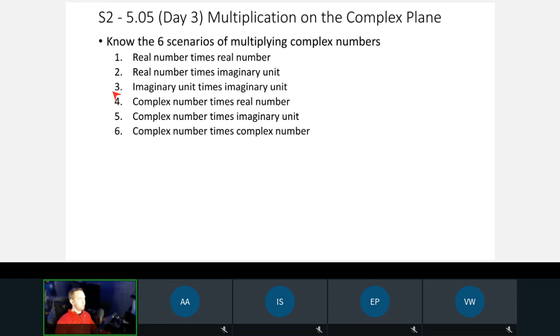All right, I don't have a problem for this page, partly because I couldn't really think of an example without giving the answer away on the final. So I just pasted this slide. Just know the 6 scenarios of multiplying complex numbers. On this presentation, we talked about these 6 different scenarios: a real times a real, real times imaginary, imaginary times imaginary, complex times real, complex times imaginary, and complex times complex. So you'll have a very, very easy problem on one of these scenarios.